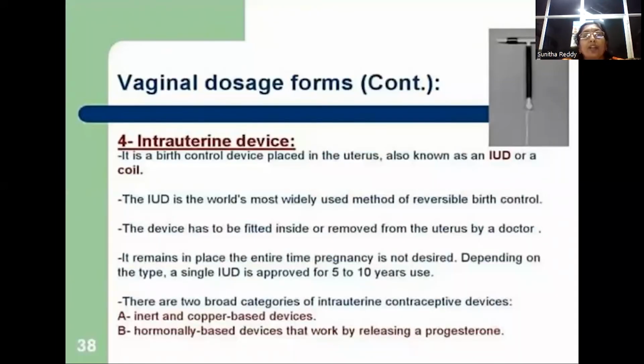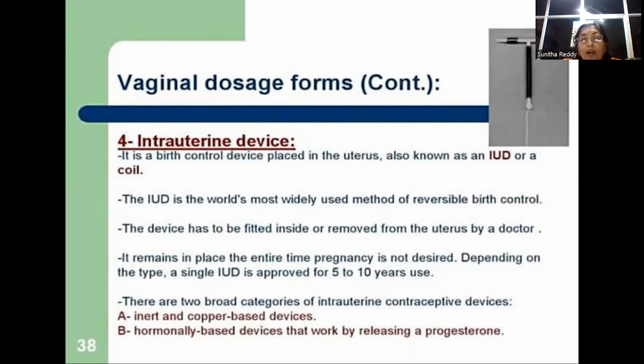Another vaginal dosage form is intrauterine devices. Intrauterine devices are for the prevention of pregnancy and birth control. They are also called IUDs or the coil. Intrauterine devices are the most used method for reversible birth control. The device has to be fitted inside and removed from the uterus by a doctor. It remains in place the entire time pregnancy is not desired, depending on the type, and can be used for 5 to 10 years.